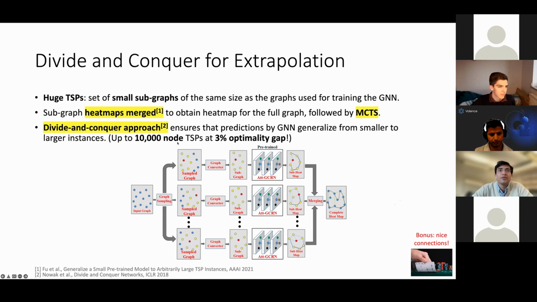For example, they even tackle graphs up to 10,000 nodes at 3% of optimality, which I think is really strong. They train on very small graphs, even up to 100 nodes, and they're able to go up to 10,000 through this kind of divide and conquer style approach.